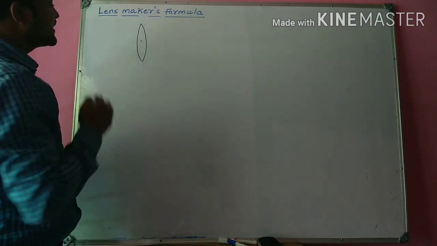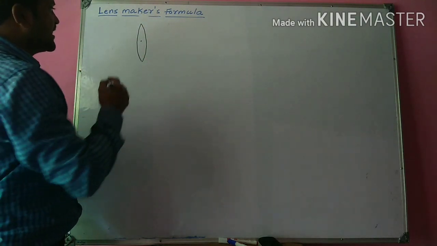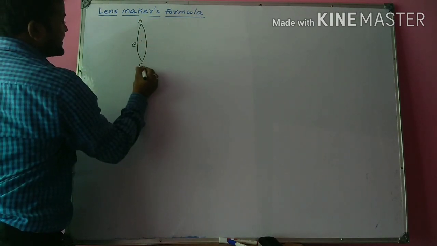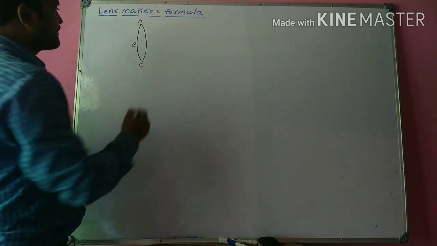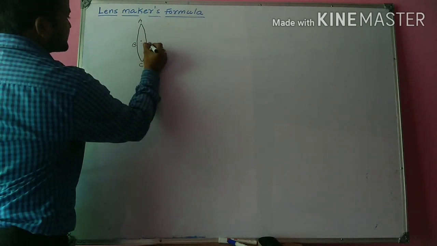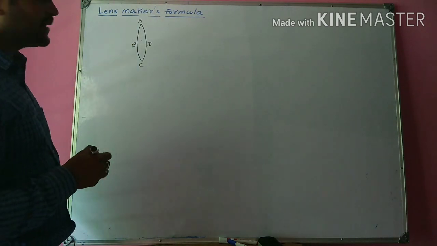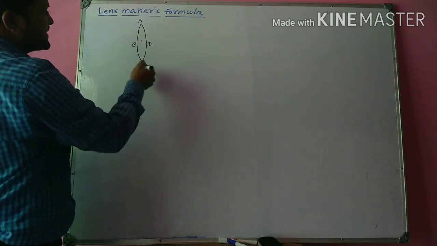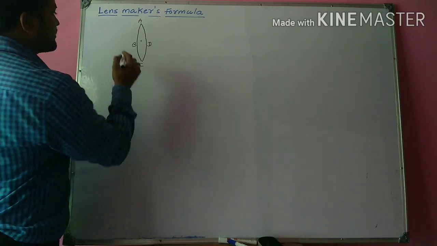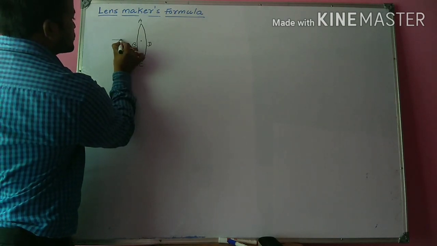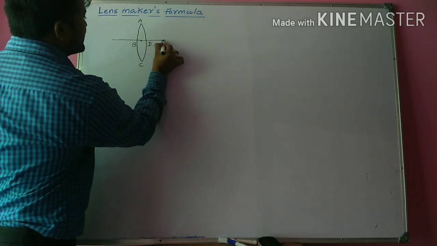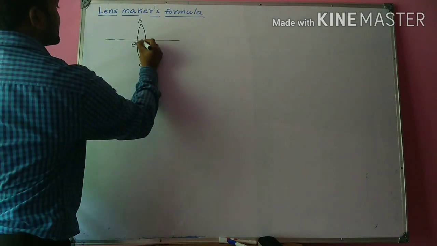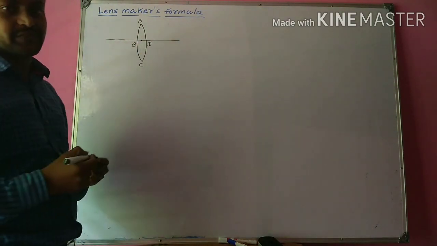Now let us label the two spherical surfaces. ABC is one spherical surface. ADC is another spherical surface. We label the two spherical surfaces as ABC and ADC. Let us draw the principal axis passing through the optic center. This is the principal axis, passing through the optic center.